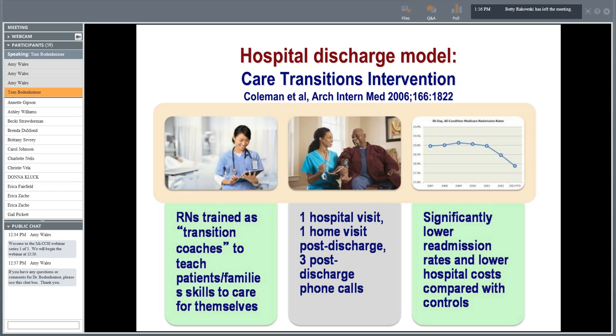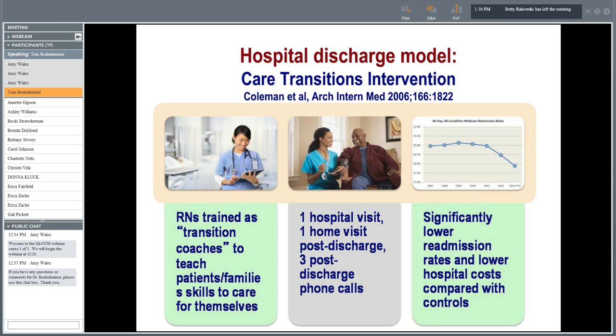So they train RNs as what they call transition coaches. They really have five interactions with the patient, only five, that's it. First, they see the patient in the hospital. Second, they see the patient in the home shortly after discharge. And then there are three post-discharge phone calls.